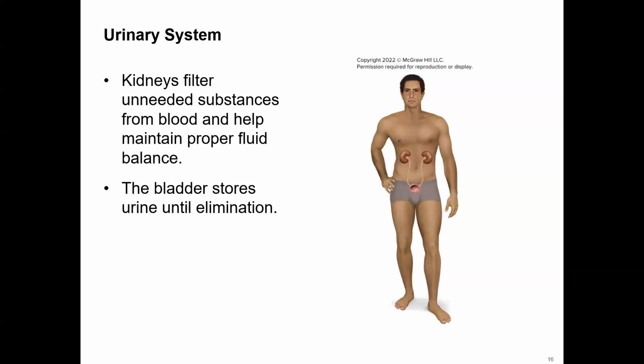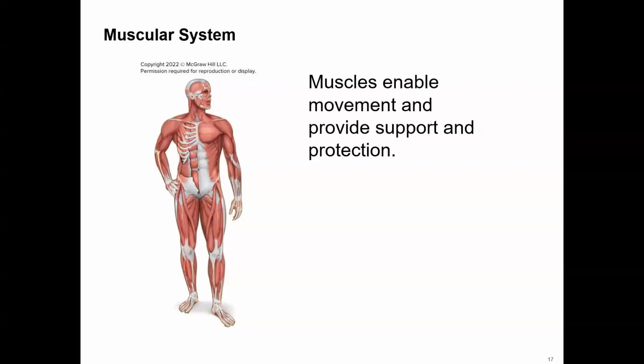Urinary system, we'll mention a few things about that. Of course, that's the kidneys trying to filter out toxic substances from the blood. It also is involved in helping to maintain proper water balance or fluid balance. And so we'll mention a couple things about the kidneys as we go through.